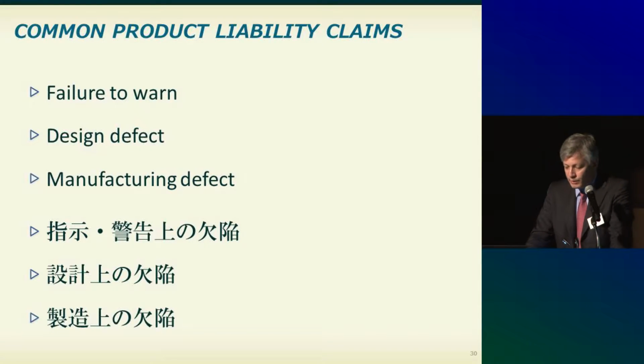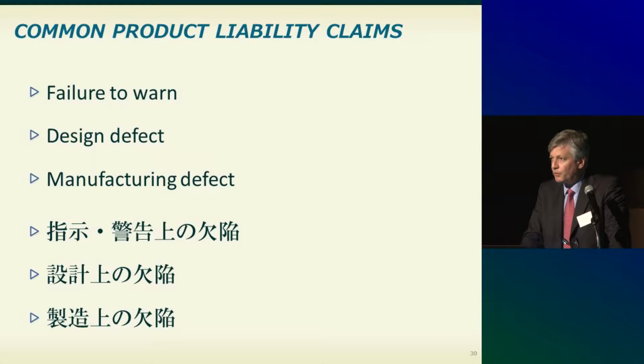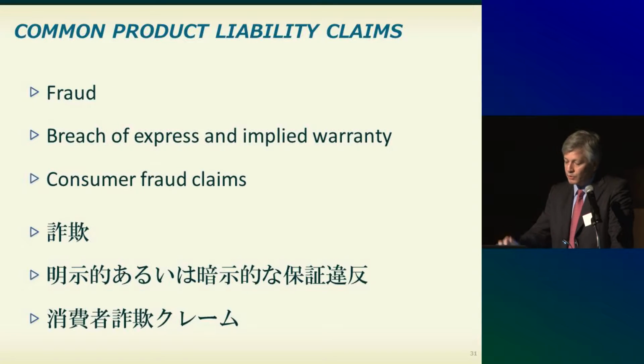So with that, let me just see if I can give you a bit of an overview on some of the theories and some of the claims that the plaintiffs typically use. So if you were to read a complaint, that's the document that most of you probably know that starts a lawsuit, you would see failure to warn claims, design defect, manufacturing defect. So those are the 3 types of ways that a product can be defective. I'll talk about that in a minute.